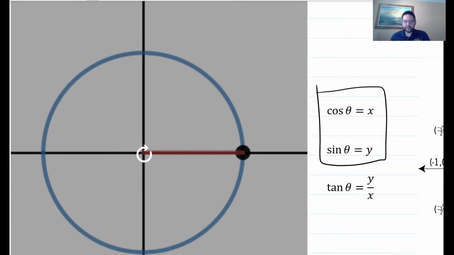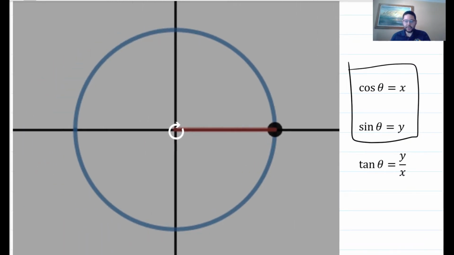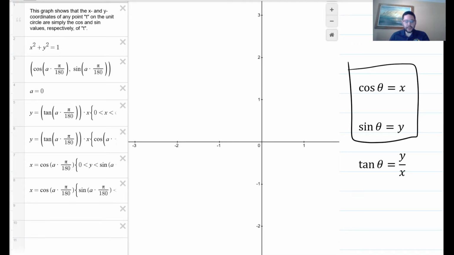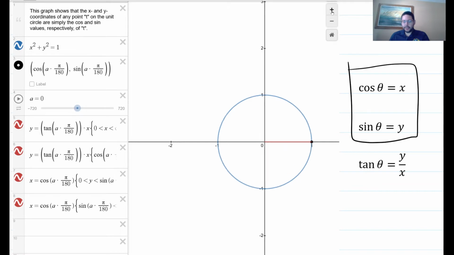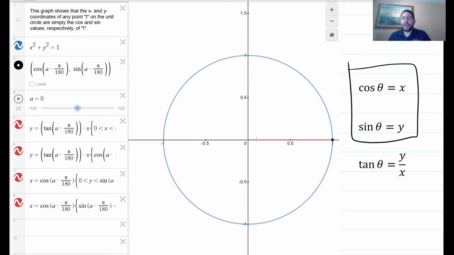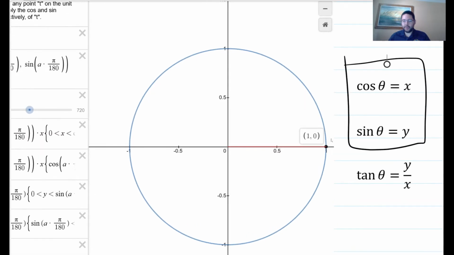Okay, so let's go ahead and show you the animation real quick, because we haven't shown you this on Desmos, just to give you a visual of what we talked about. Let's zoom in on this unit circle. Right now we're at the red point, which is at 0 degrees. The coordinates at 0 degrees are going to be (1, 0). So this is saying that the cosine of 0 degrees is 1, and the sine of 0 degrees is 0.